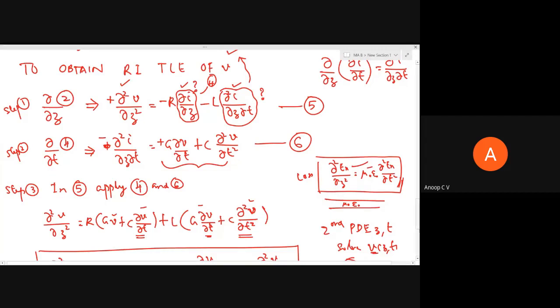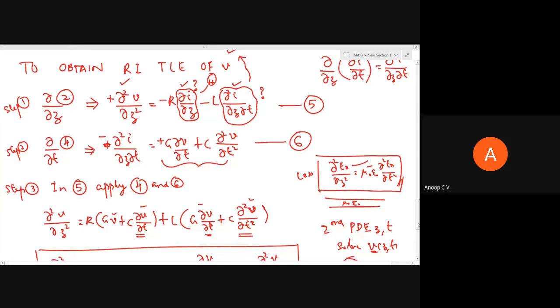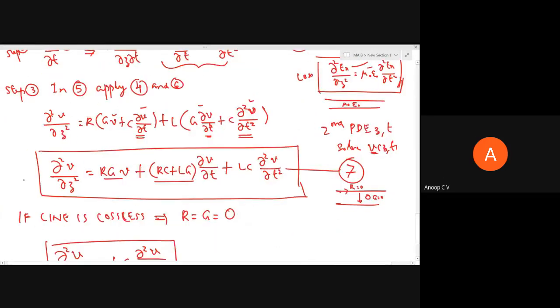So I give it as homework. Just try to find out the similar equation for current, right?